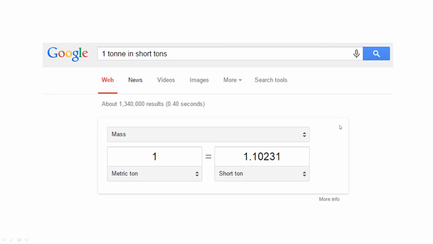Metric tons. Okay, we're working. My game is set to metric. So how much is that for our American listeners? Well, 1 metric ton is about 1.1 short tons. A short ton is 2,000 pounds. Fairly straightforward.